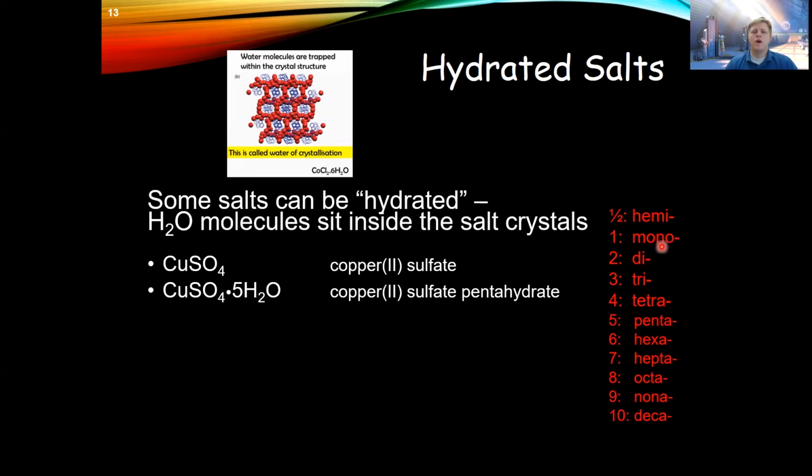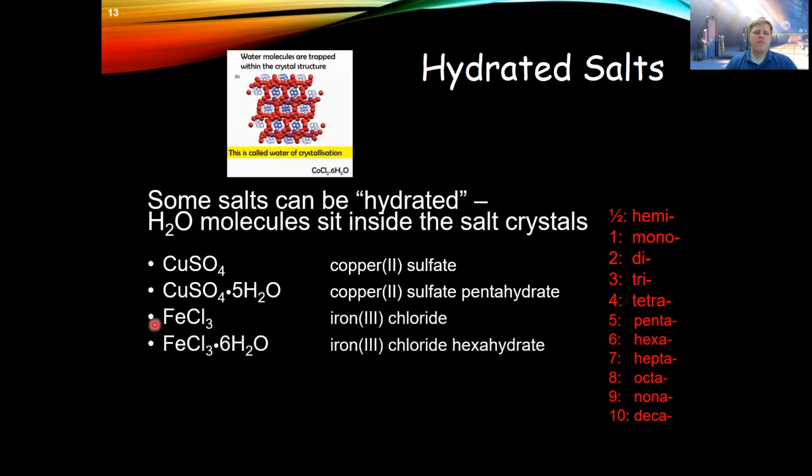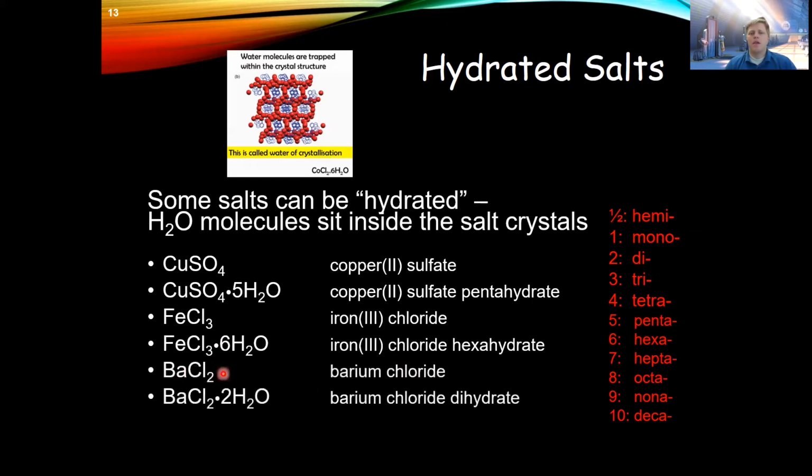If you have 1 hydrate or 1 water, you'd say monohydrate, 2 would be dihydrate, 3 would be trihydrate, then we have tetra, penta, hexa, hepta, octa, nona, and deca. So for example, we could have iron 3 chloride. Iron 3 chloride picks up 6 waters, 6 is hexa, and so this would be iron 3 chloride hexahydrate. BaCl2 can absorb 2 waters, so that would be barium chloride dihydrate because of 2.